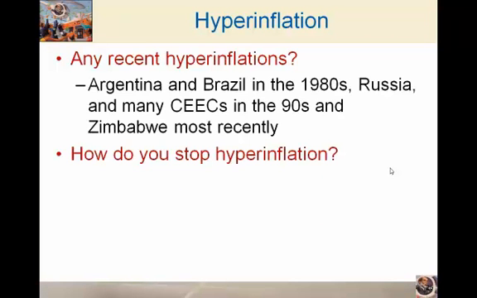Are there any recent hyperinflations, you might ask? Well, hyperinflation is not a thing of the past. Argentina and Brazil had it in the 1980s. Russia had it also in the 1990s. And many CEECs, that's Central and Eastern European countries, so countries like Poland, Czech Republic for a time, etc. In the 1990s, and even in the 2000s, we've had hyperinflation. Zimbabwe is the most recent country. I have a 1 billion Zimbabwe dollar note on my wall in my office.